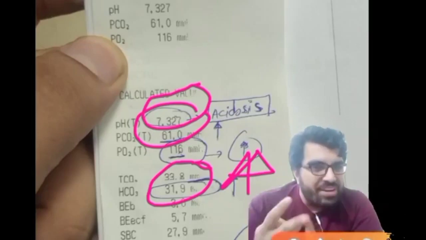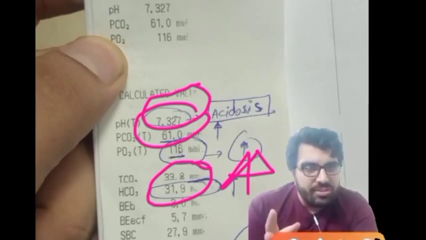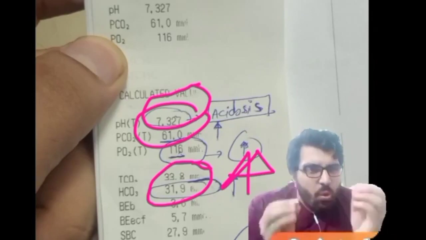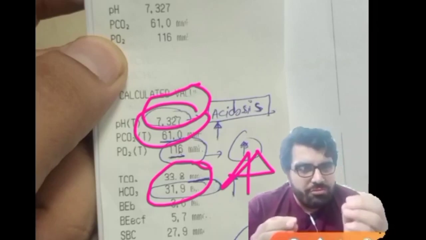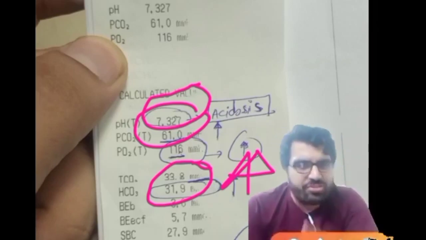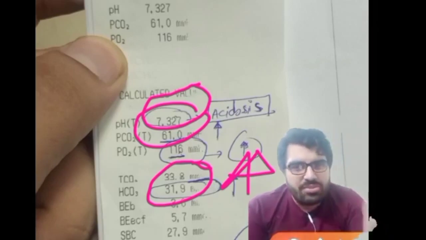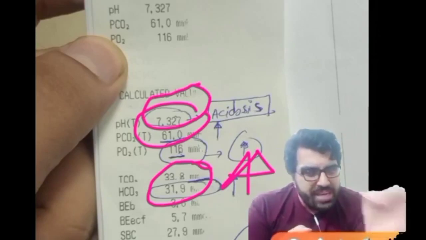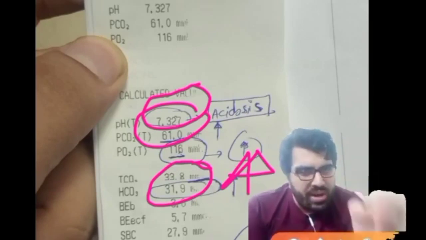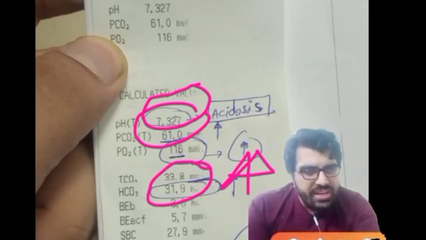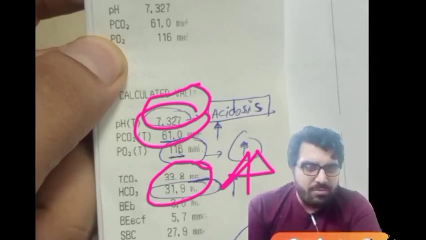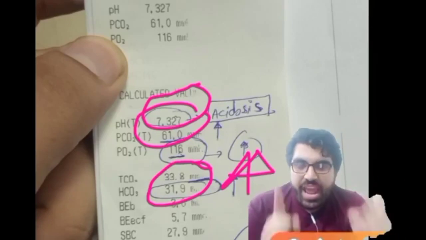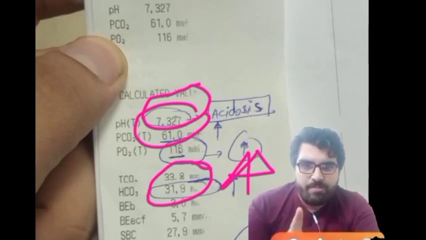Now the next thing, is it compensated or not? The answer is partially compensated. Now what is the cause of the CO2 retention in this case? The bicarb is up, so this is chronic type 2 respiratory failure. But the pH was supposed to be normal, because in chronic type 2 failure, the pH is normal because of the compensation, provided that the patient has stable COPD.